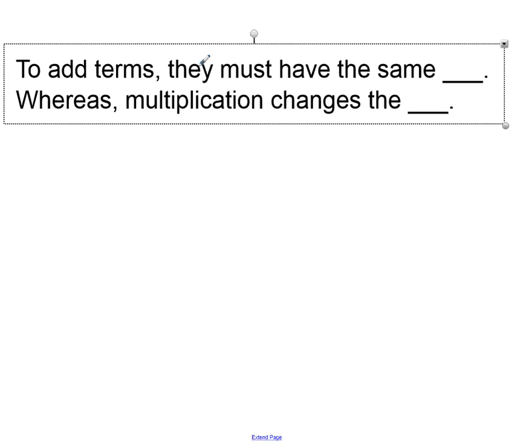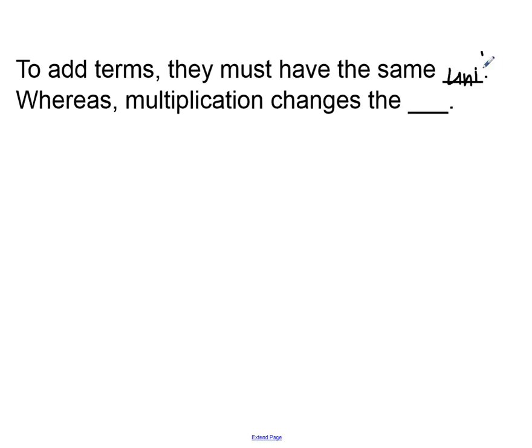To add terms, they must have the same units. Whereas multiplication changes the units, right? It's all about the units. And this was our key understanding for how we do operations with fractions. It's also how we do operations with big and small numbers.